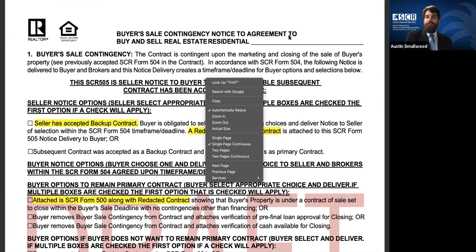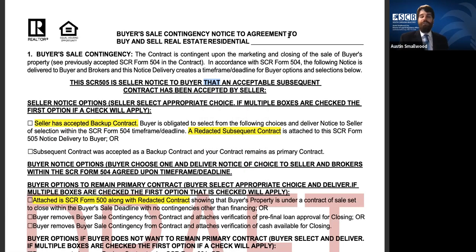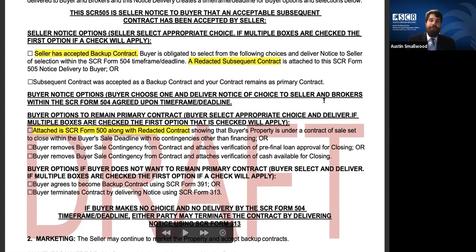So form 505 is what's used if we get to the provisions of paragraph 4 in SCR form 504. So at this point, the seller is going to give the buyer notice, hey, I've accepted a backup contract. And now we're going to put the buyer on the clock based on those timelines that we put in paragraph 4 of form 504. So the first thing that's going to happen on this form is the seller is going to make one of 2 choices here where it says seller notice options. The first is they're going to let the buyer know, hey, I've accepted a backup contract. Your timeline from SCR form 504 has kicked in.